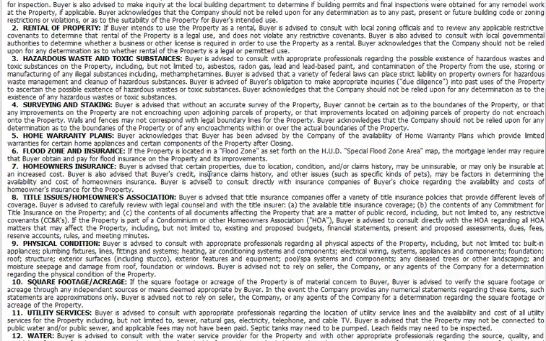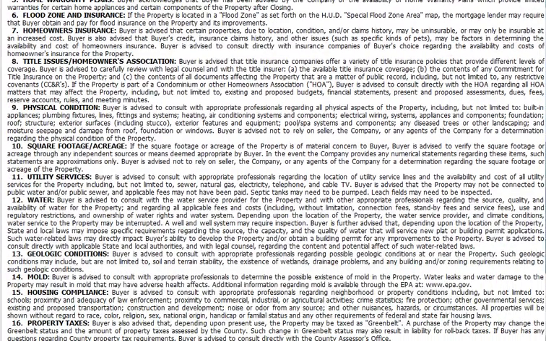And so this would be something you would want to look into once you've made an offer and have an accepted offer from a seller. Title insurance or title issues, homeowners association, any of these types of things, you should be checking in with the homeowners association to find out what the HOA fees are and the restrictions and so forth. Physical condition of the property, again, you need to consult with the appropriate professionals.